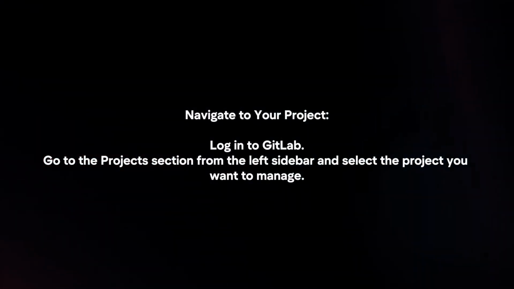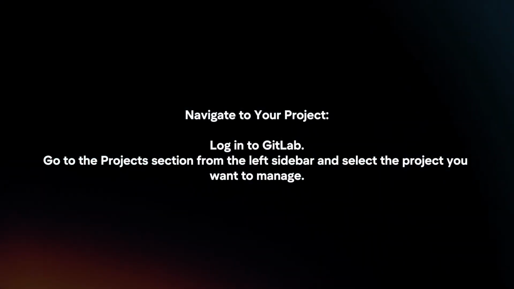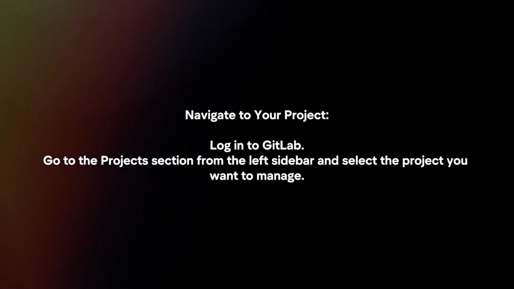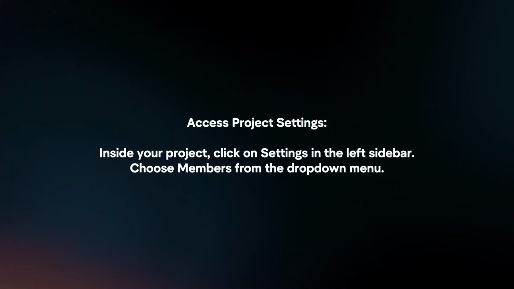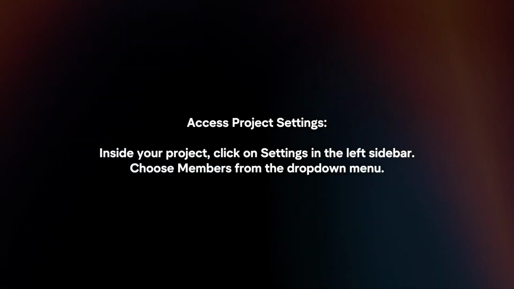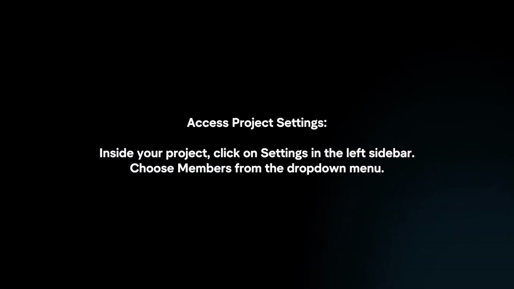Navigate to your project. Log into GitLab. Go to the project section from the left sidebar and select the project you want to manage. Access project settings. Inside your project, click on settings in the left sidebar. Choose members from the drop-down menu.